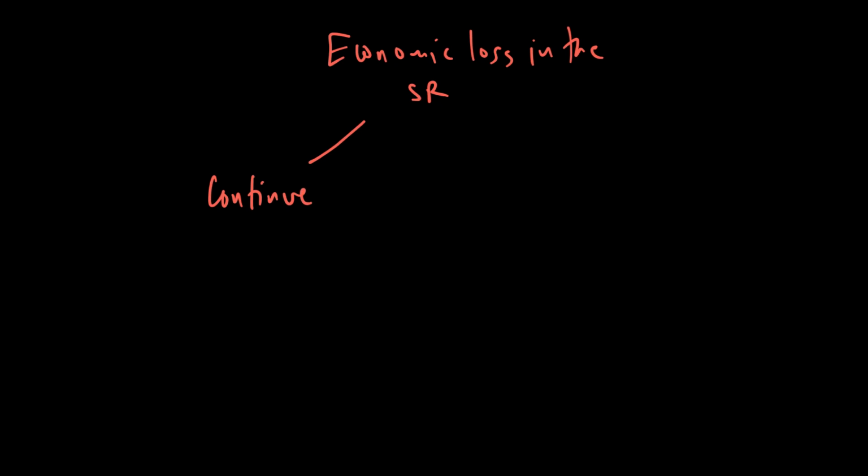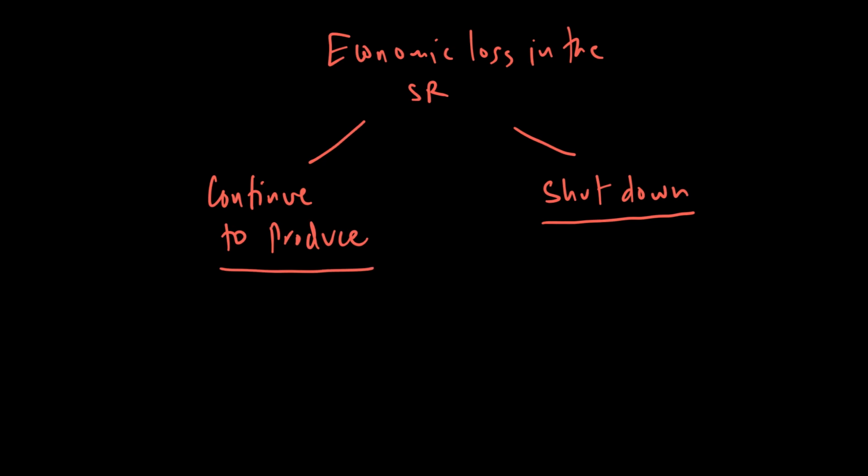In an economic loss in the short run, the firm has two options, either to continue to produce, or to shut down. These are the two options for the firm. Now, when you are making an economic loss in the short run, price is less than ATC. So your price is lower than ATC.